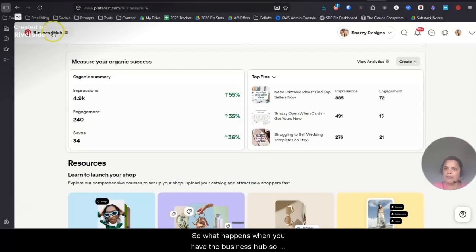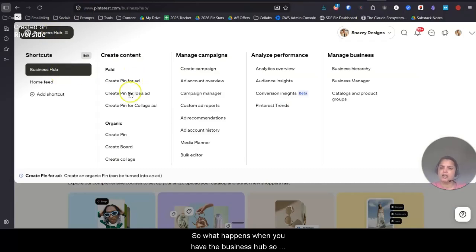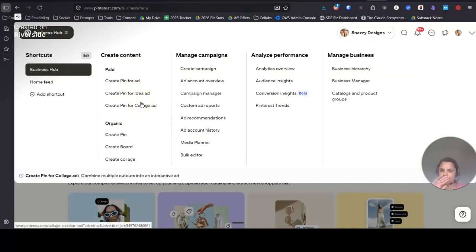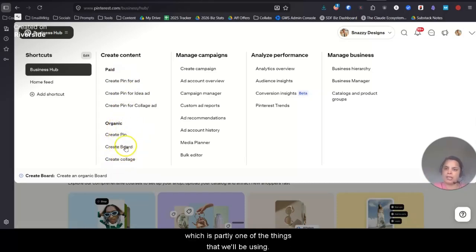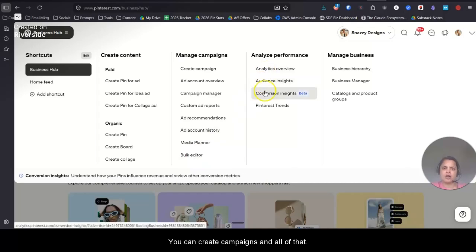So what happens when you have the business hub? You can create these paid pins, idea pins, and collages and all of that. Or you can create all of these organic pins, which is partly one of the things that we'll be using. Or you can create campaigns and all of that. What I often come to check is these three.